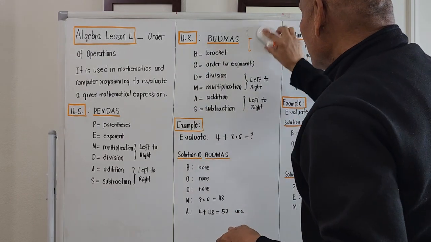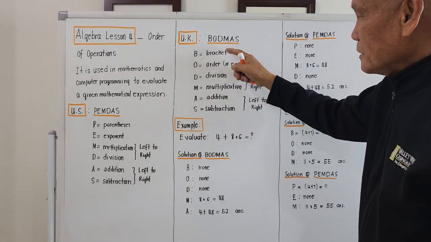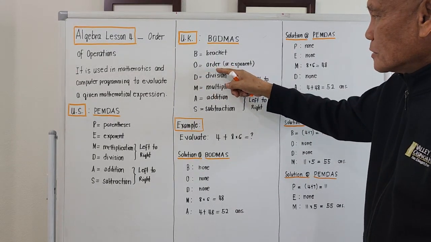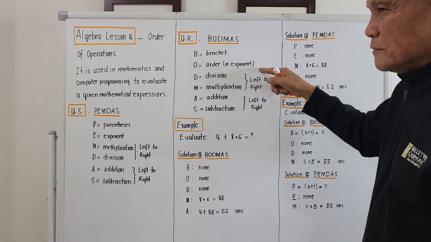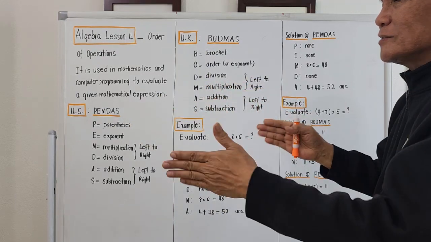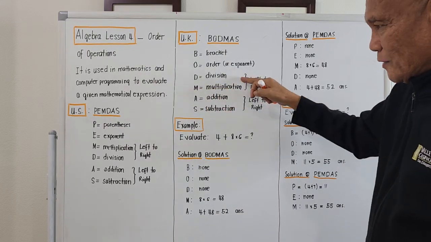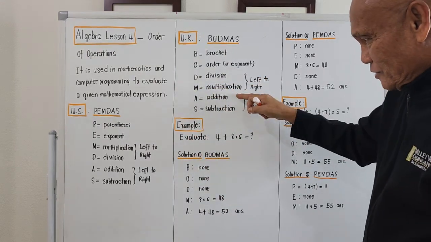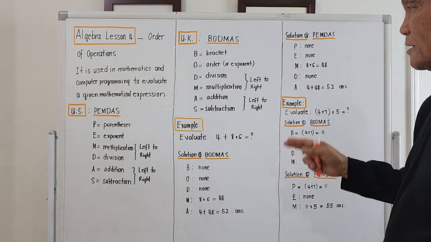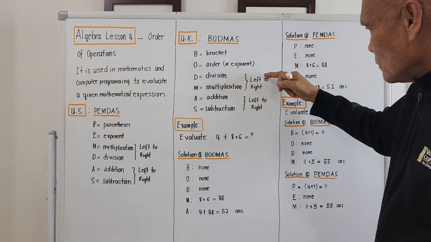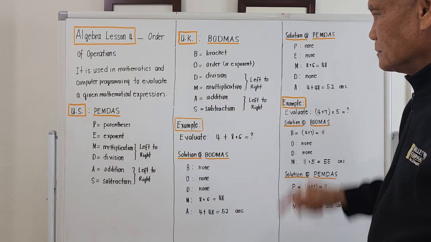Okay? So in the UK, this B here represents bracket. And this O here represents order. An example of order is, this is synonymous to exponent, right? They just changed the term, right? And D represents division, M multiplication, same as that one. A is addition, S is subtraction. The role is also the same. For the simplification of division and multiplication, it should be from left to right. And for the addition and subtraction, it is also from left to right.